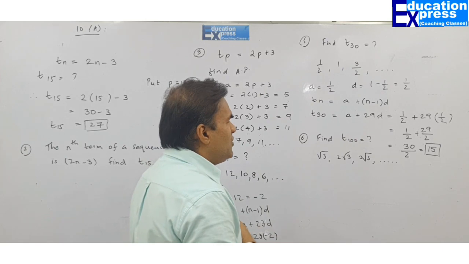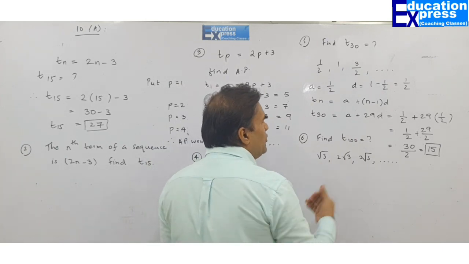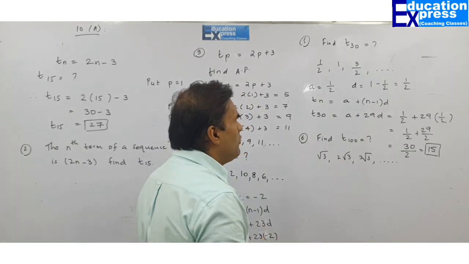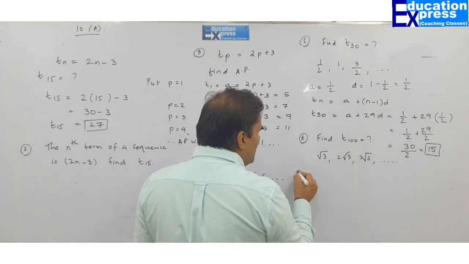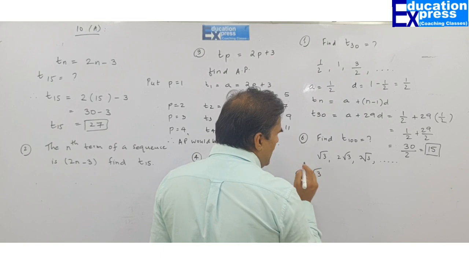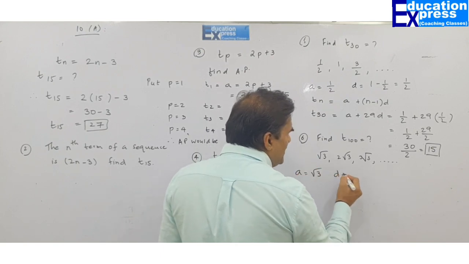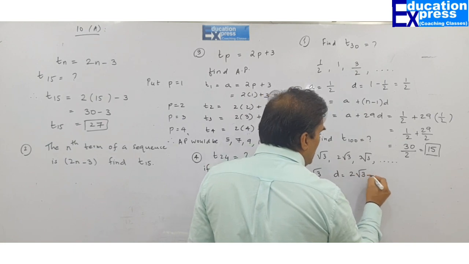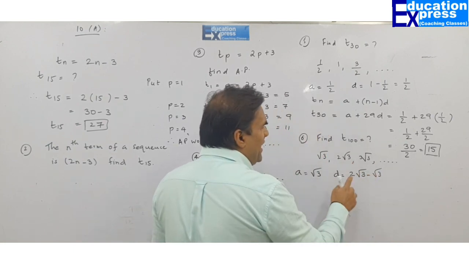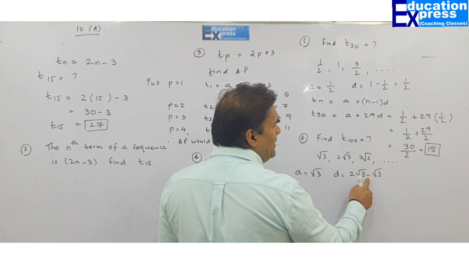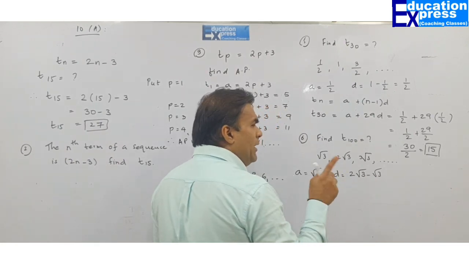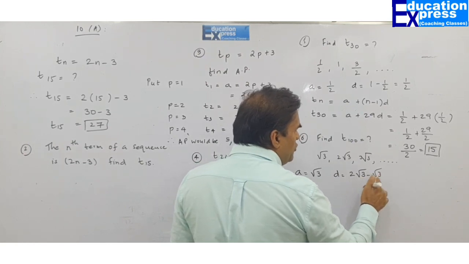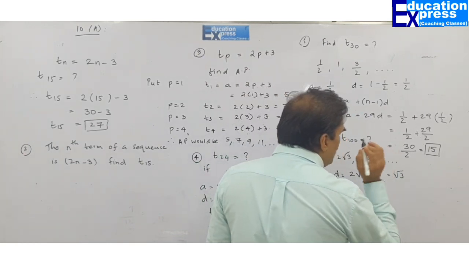Look at the next question. Generally people fear roots, but trust me, there is no need for you to be fearful about this. What about the first term? So it's going to be root 3. What about the difference? It's going to be the second term minus the first term. 2 root 3 minus root 3. It is like 2 apples minus 1 apple. So 2 apples minus 1 apple is 1 apple. 2 root 3 minus root 3 would mean root 3.